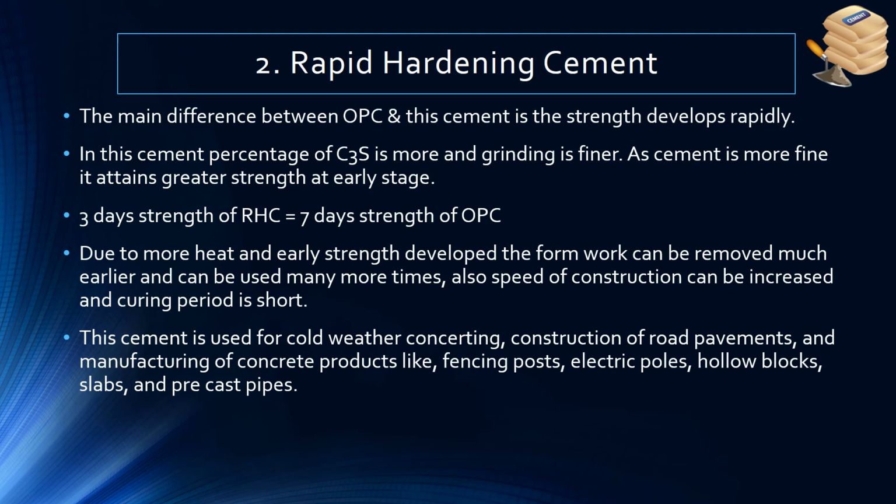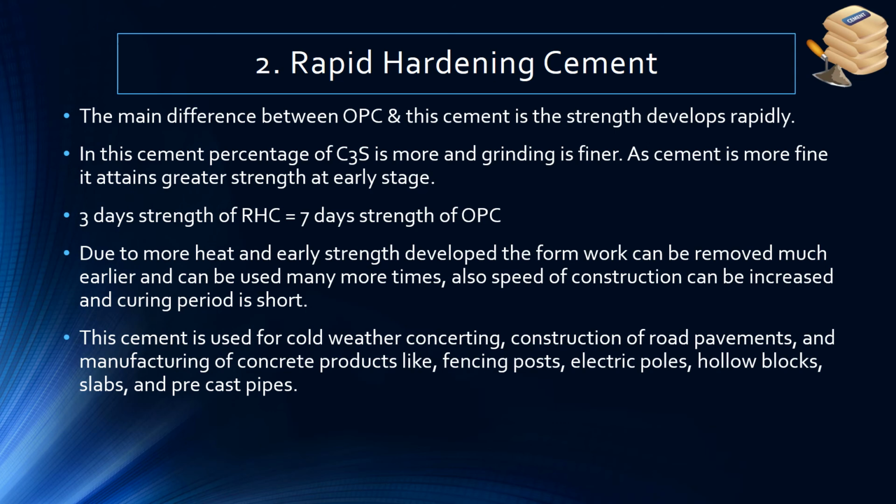In cold weather concreting, because of surrounding temperature, the heat of hydration rate slows down, so in such weather conditions RHC is used. In case of road pavement, RHC attains strength at early stage, so the road is opened for traffic very early. In precast concrete products cast in factory, RHC has very short curing period and attains strength at early stage as compared to OPC, so speed of production of such precast concrete members increases.